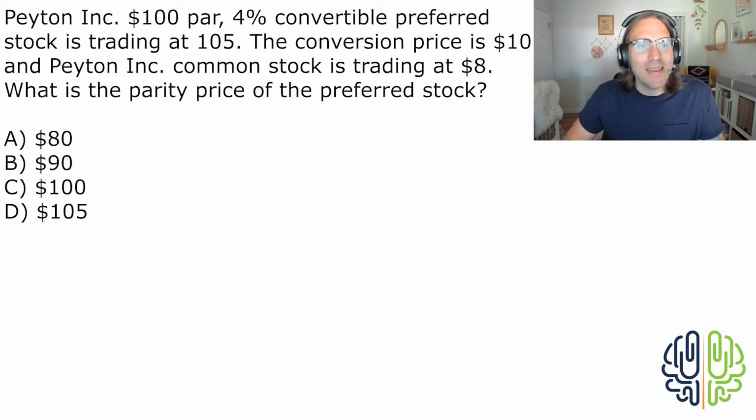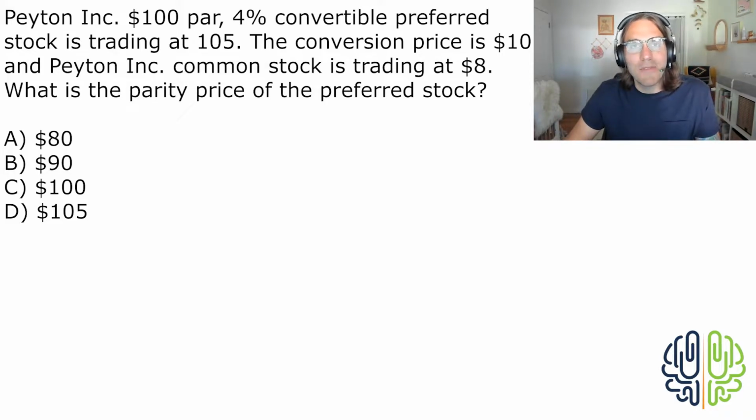Okay, Peyton Incorporated $100 par 4% convertible preferred stock is trading at 105. The conversion price is $10 and Peyton Inc. common stock is trading at $8. What is the parity price of the preferred stock?